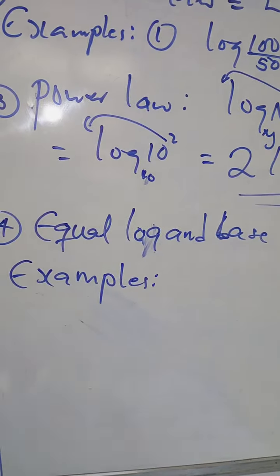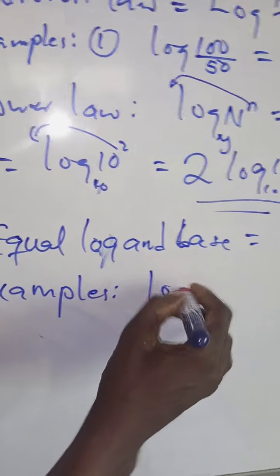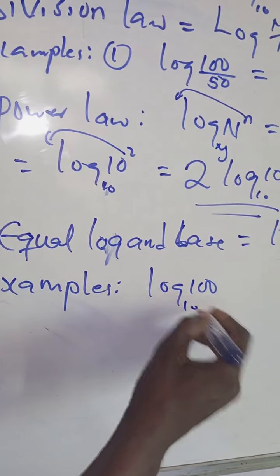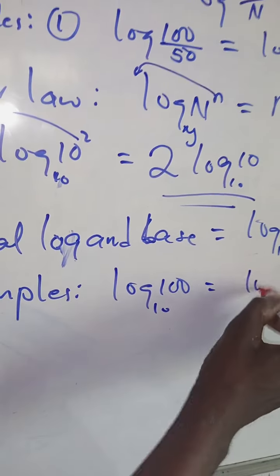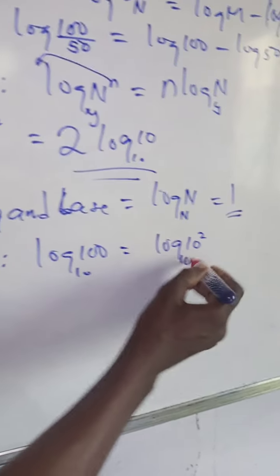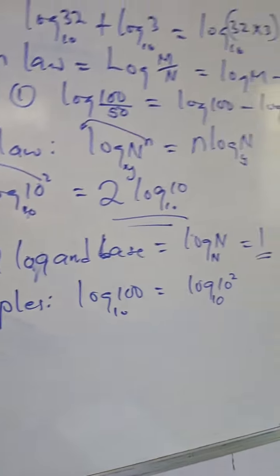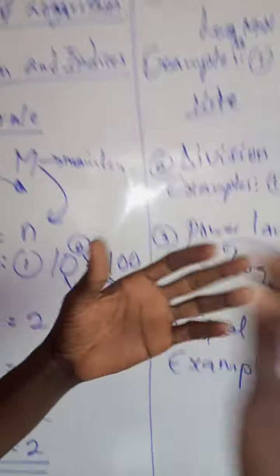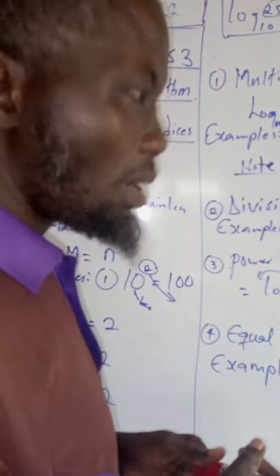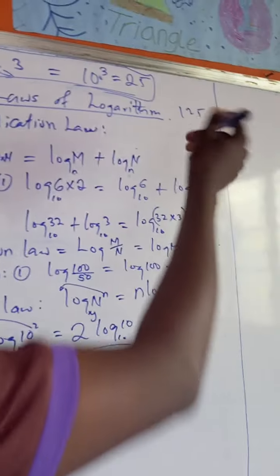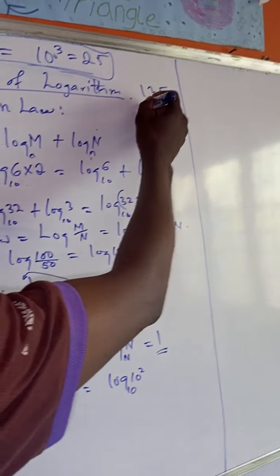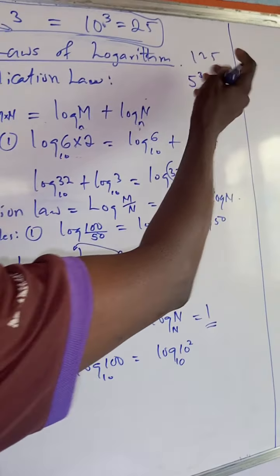Let's say we have log 100 base 10. So this will be log 10 raised to power 2 base 10. So in this logarithm, the student should have the power of putting a number in index form. Say, for instance, if you just say 125, they should know that it's 5 raised to power 3, right? So 5 times 5, 25, 25 times 5, yes, 125.